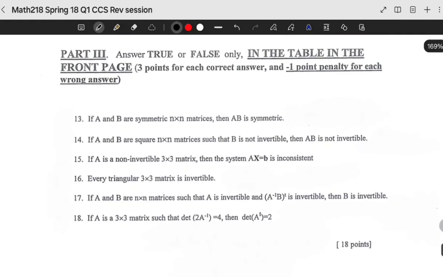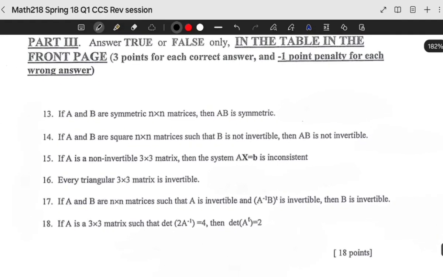For part 3, this is a true or false question. If A and B are symmetric n by n matrices, then AB is symmetric. This is not necessarily true. I don't see a reason why this is true. I think we can find a counterexample. For example, if we have this.